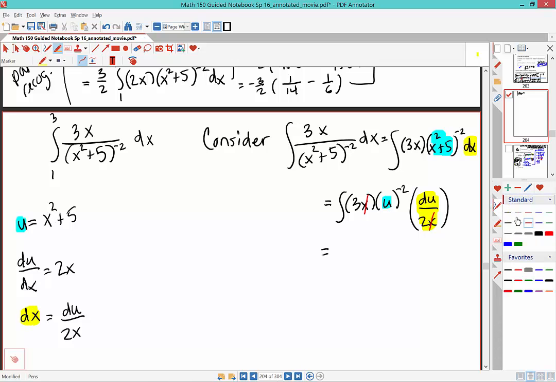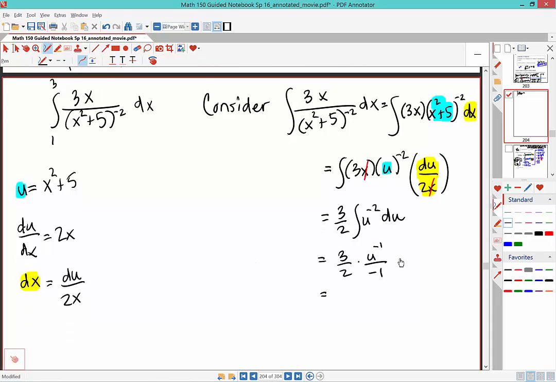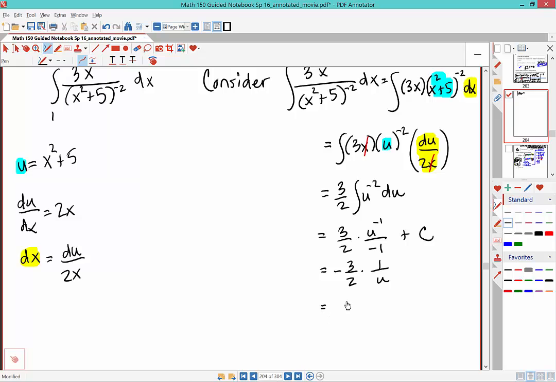And then, so you would say what? Oh, this is going to be 3/2 times the indefinite integral of u to the negative 2 du, which gives me 3/2 times u to the negative 1 over negative 1, plus c, which is negative 3/2 times 1 over u, which gives me at the end of the day negative 3 over 2 times x squared plus 5.